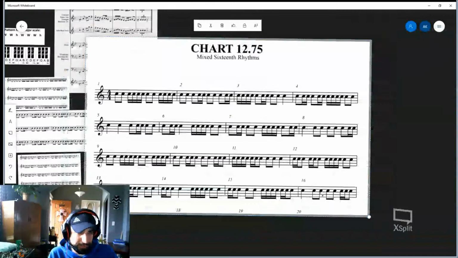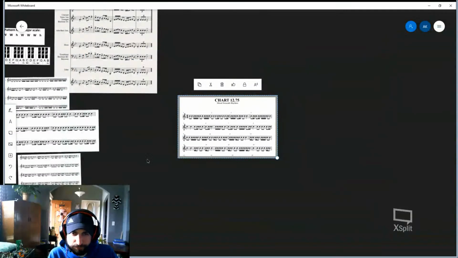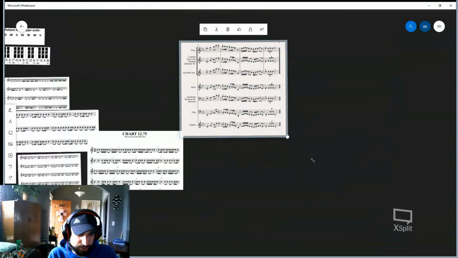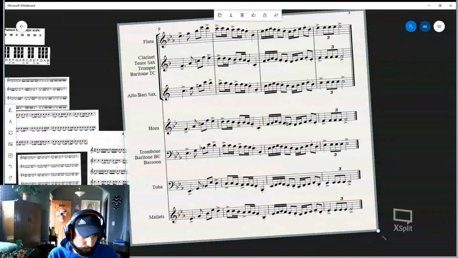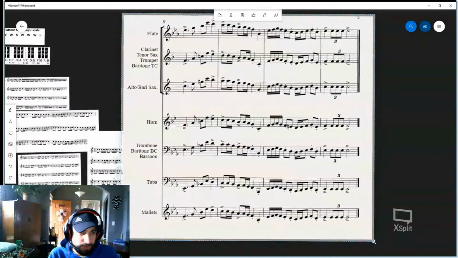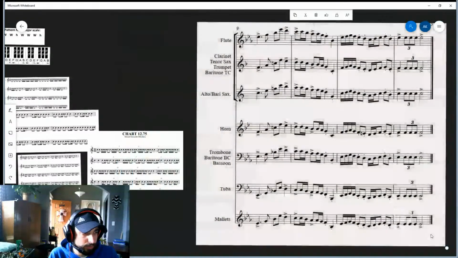All right, with our last couple minutes here, we're going to get into the audition material. The last 4 measures of it. Here's everybody's parts. Hopefully you can see them okay.